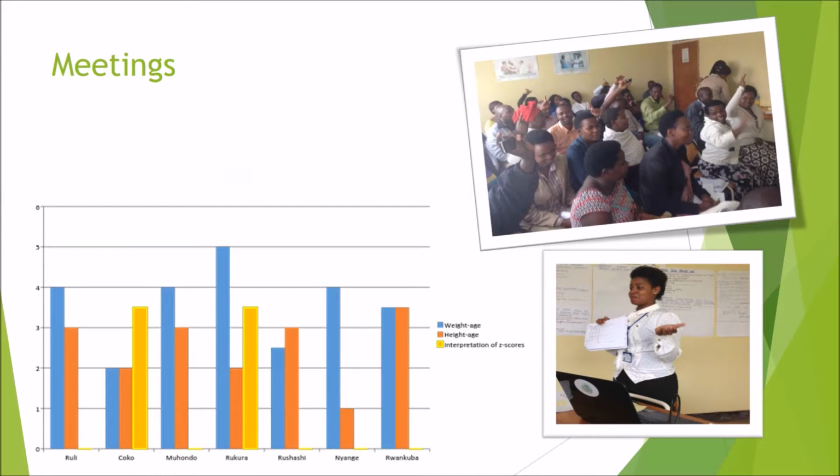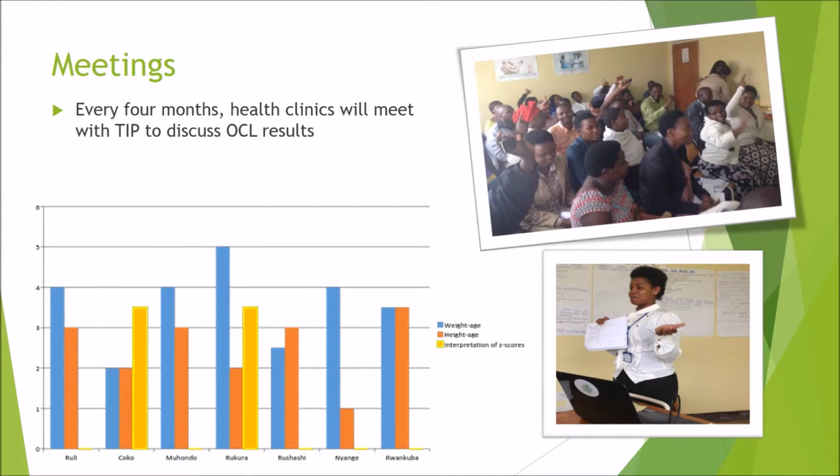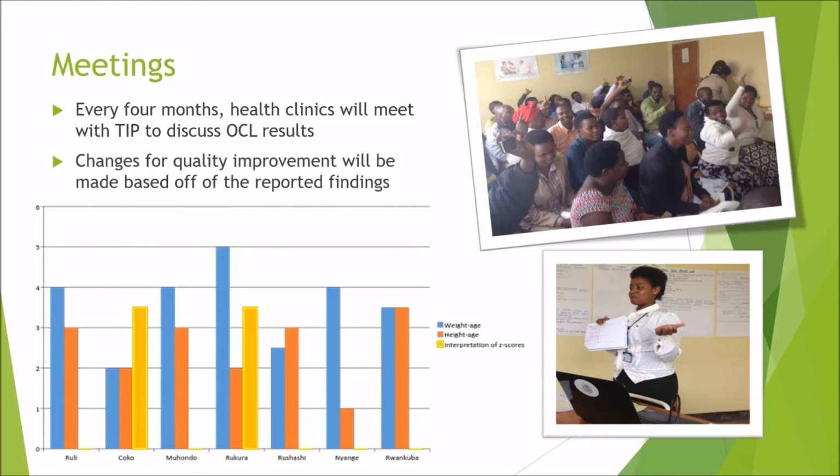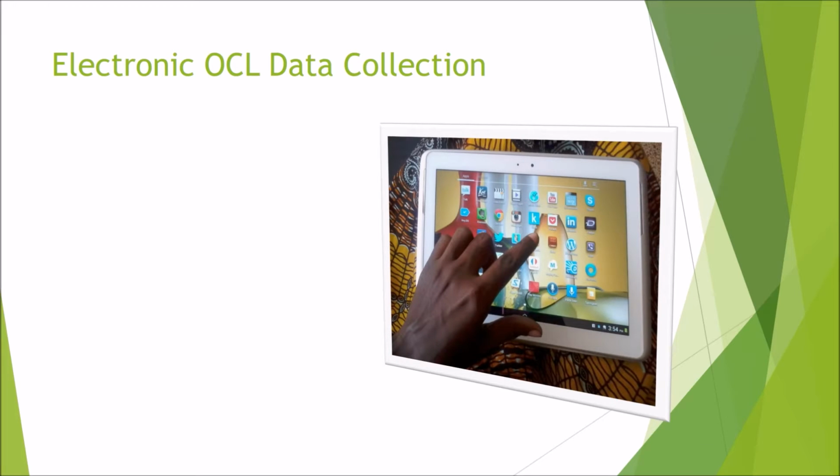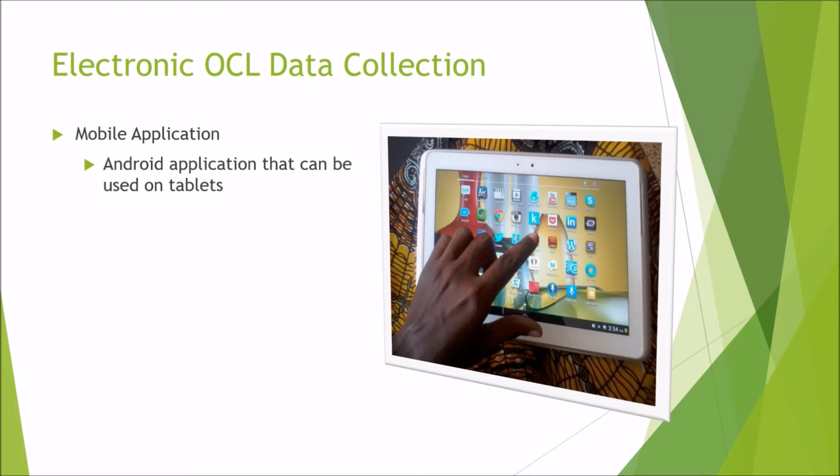Every 4 months, health clinics will meet with the Ihangane Project to discuss the OCL results. Changes will then be made for quality improvement based off of these reported findings. The Ihangane Project is working hard to transfer data reporting to an electronic format. This change will consist of a mobile application that can be used on tablets. The app will include the OCL, which will enable nurses to report results to the Ihangane Project electronically.